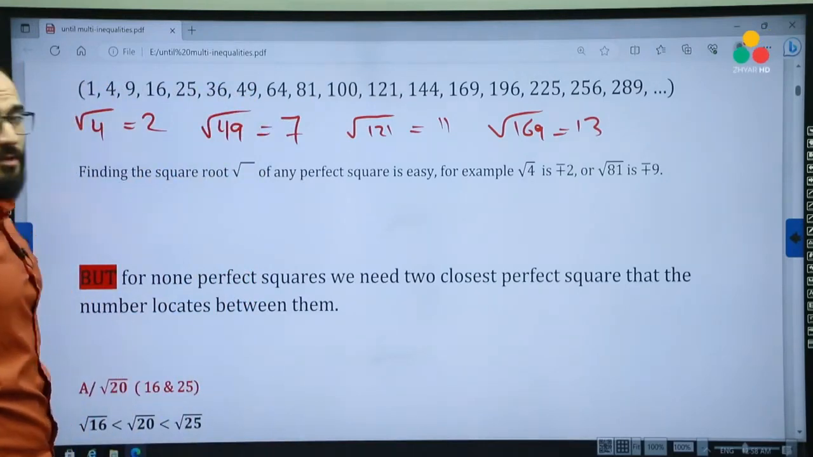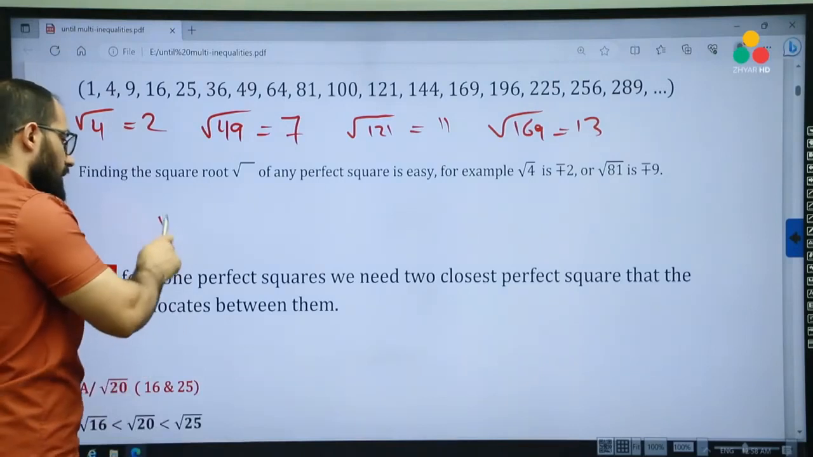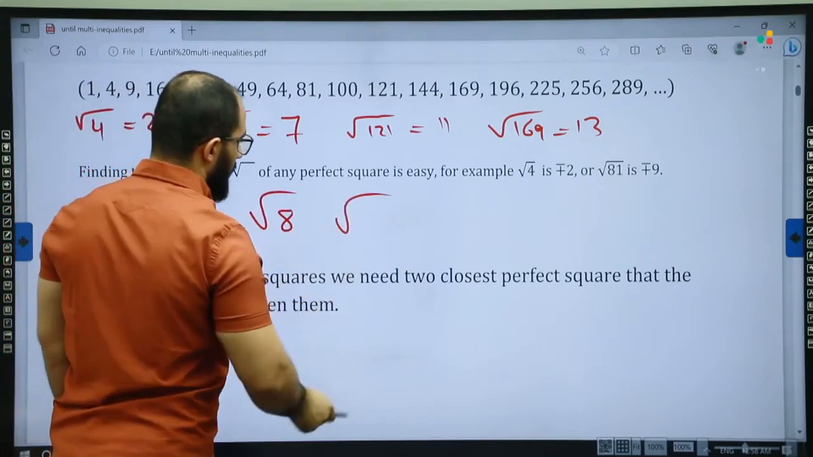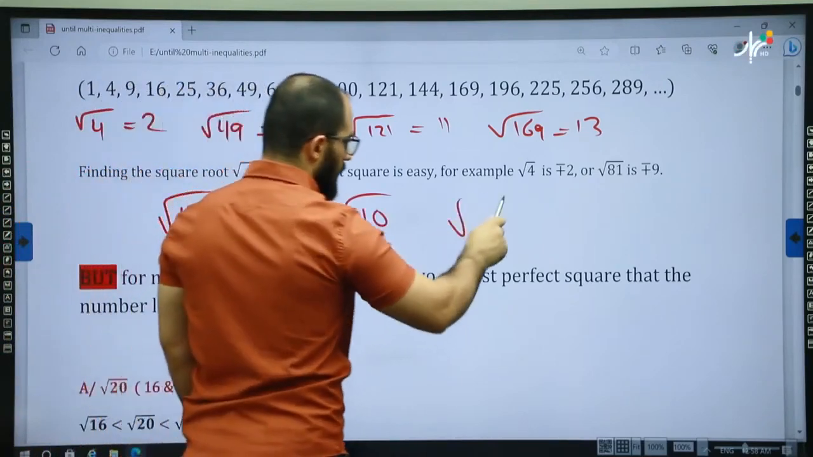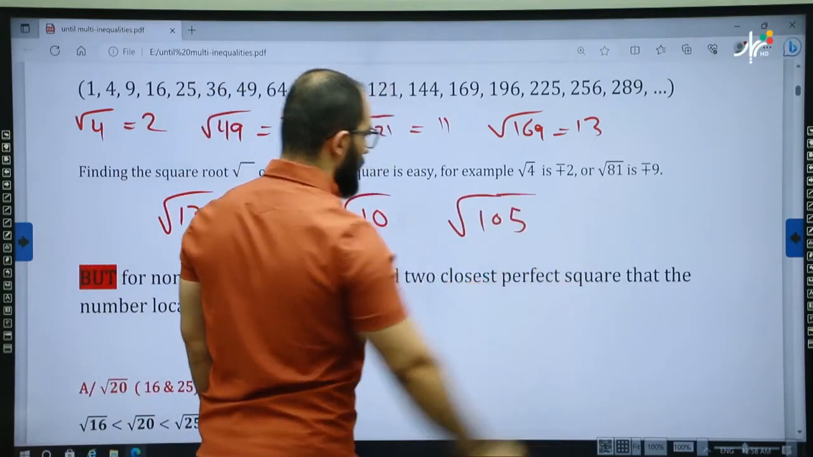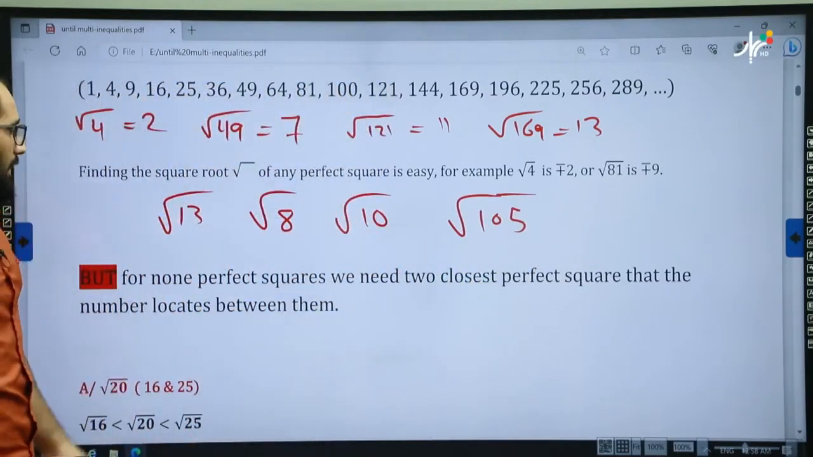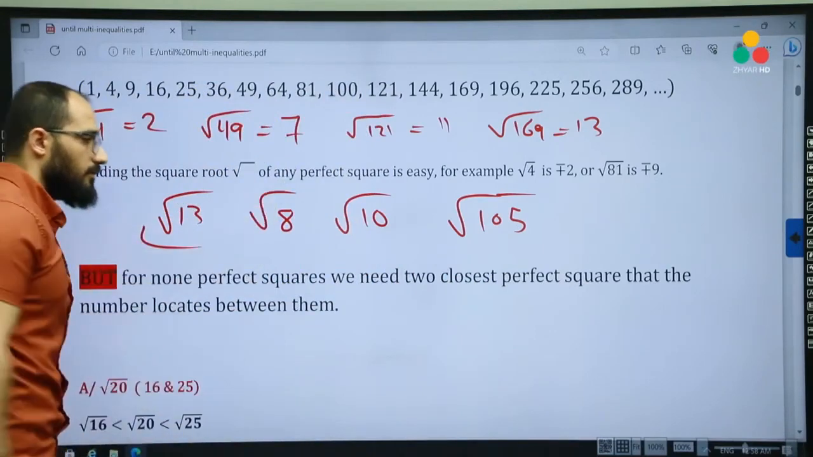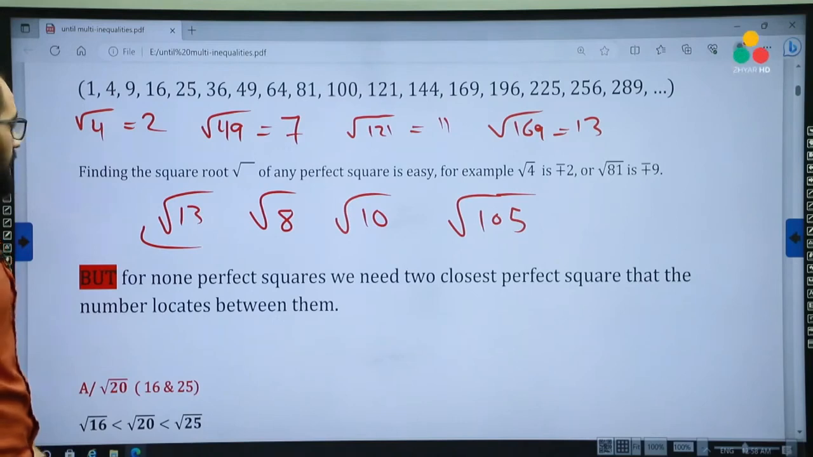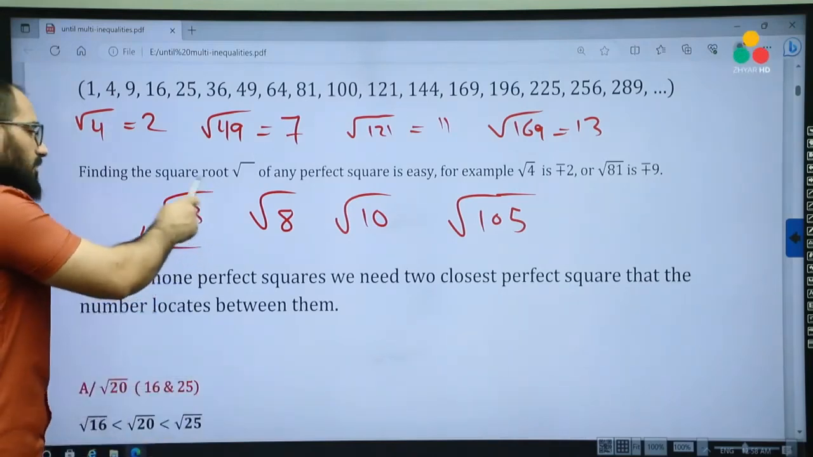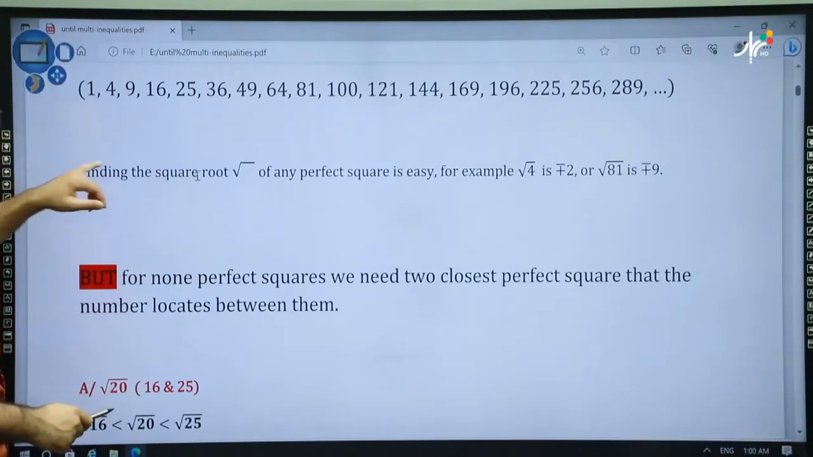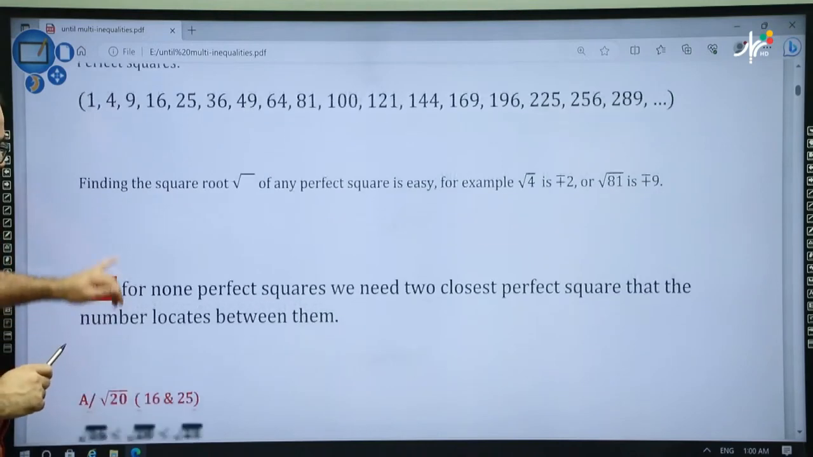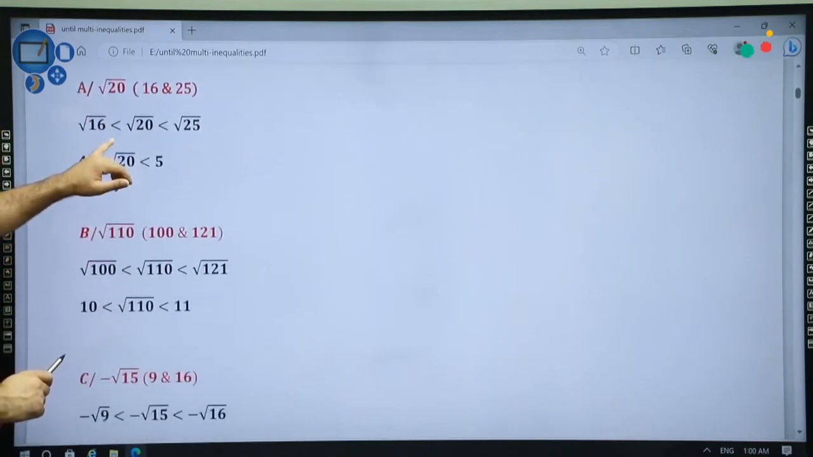But sometimes you have non-perfect squares. For example, the square root of 13, the square root of 8, the square root of 10, the square root of 105. These numbers are not perfect squares. Then how can you find the square root of, let's say, 13 and the rest of the non-perfect squares? To find the square root of non-perfect squares, we need perfect squares. That's why I told you they are important. We have to know them.